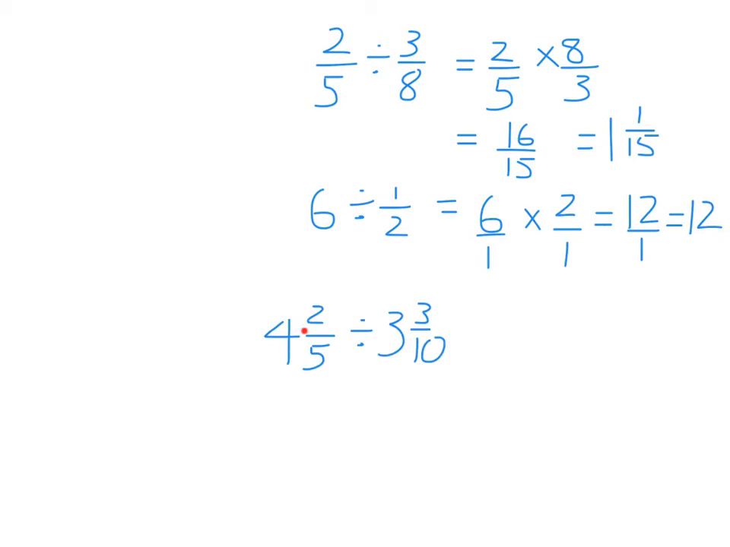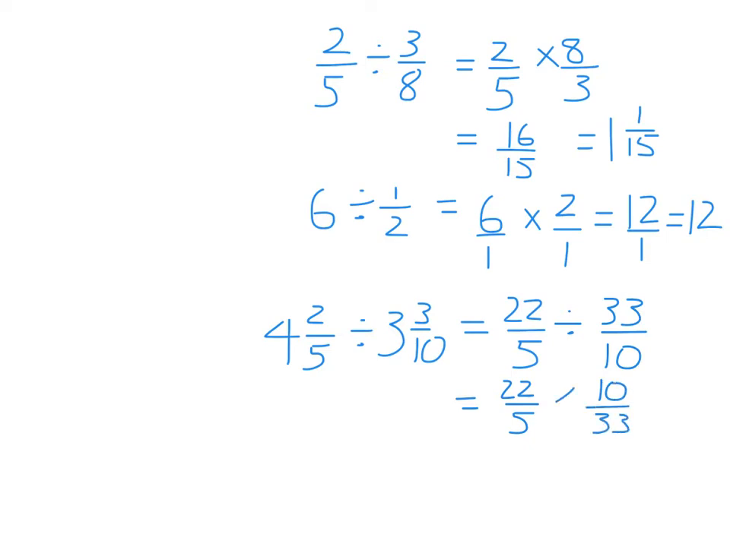So let's say I have 4 and 2/5 divided by 3 and 3/10. As I explained on the previous slide, if I'm doing an operation involving mixed numbers, I first convert them to improper fractions. So for 4 and 2/5, I go 4 times 5 plus 2 is 22, keep the same denominator. 3 times 10 is 30, plus 3 is 33, and I keep the same denominator. So I haven't actually done anything or flipped anything yet, so it's still divide. So now I'm going to do exactly what I did in the previous questions. 22 over 5, I'm going to flip the second fraction and make it a times.